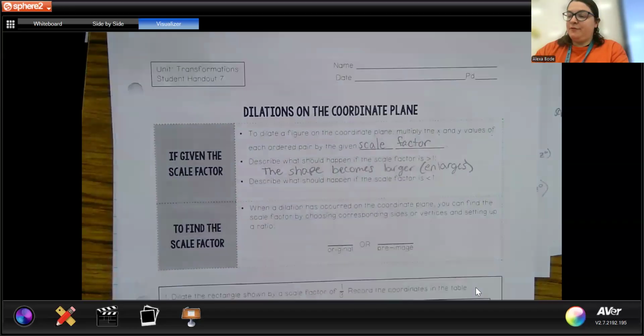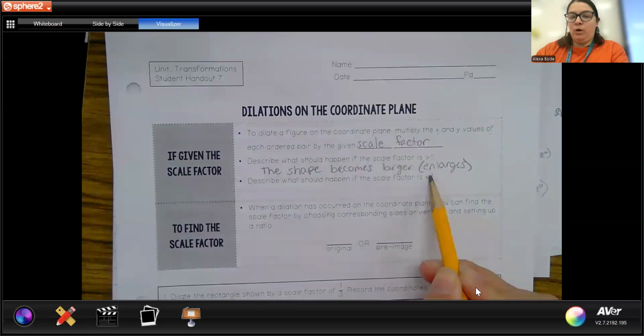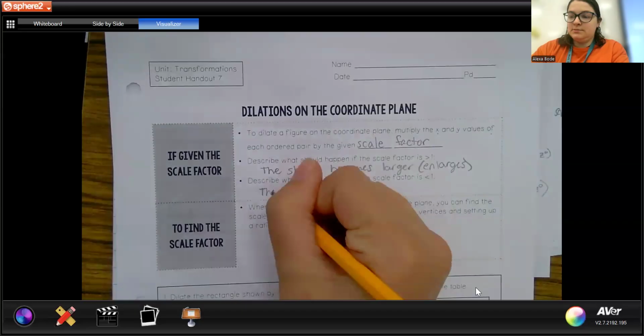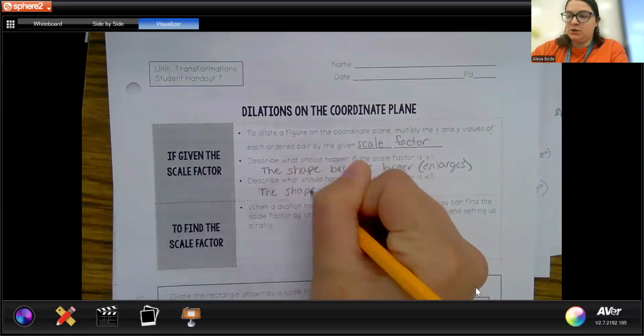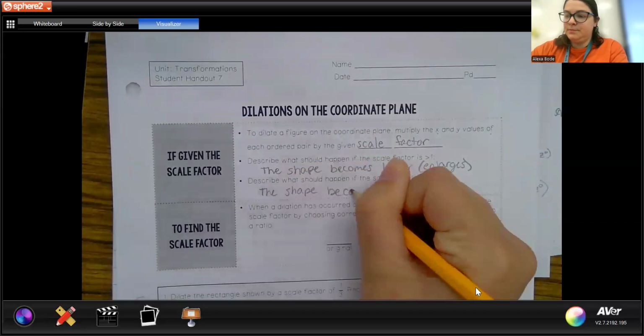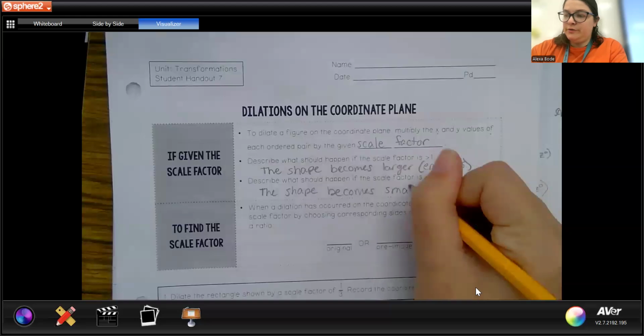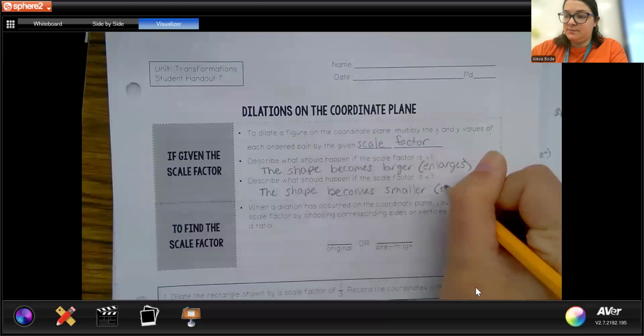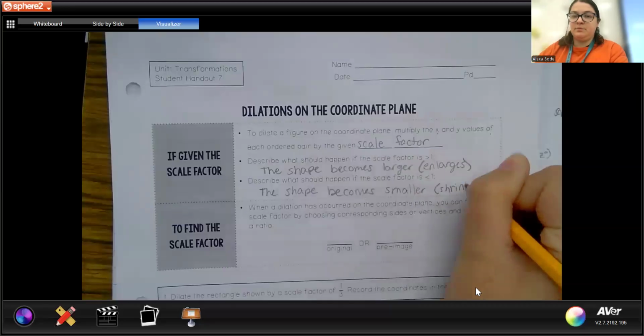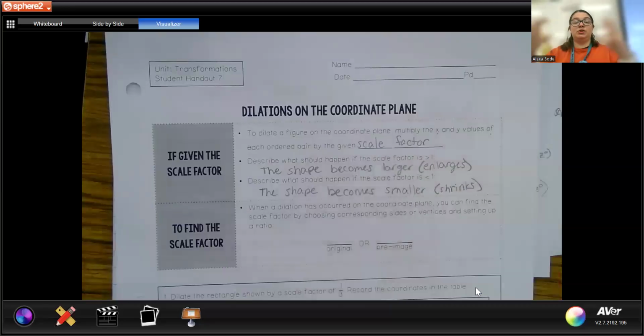When you multiply by a scale factor that is less than 1, the shape decreases or becomes smaller. The word for that is the shape shrinks. So a shape can enlarge or shrink based off of the scale factor.